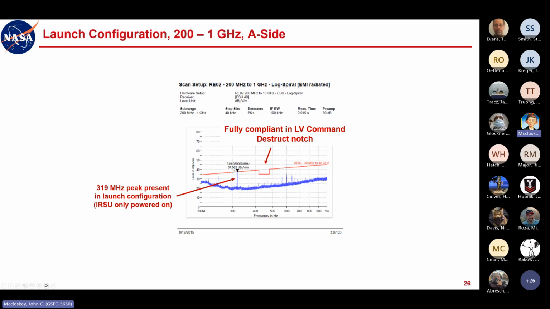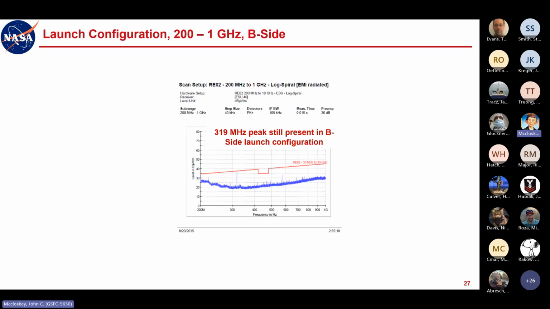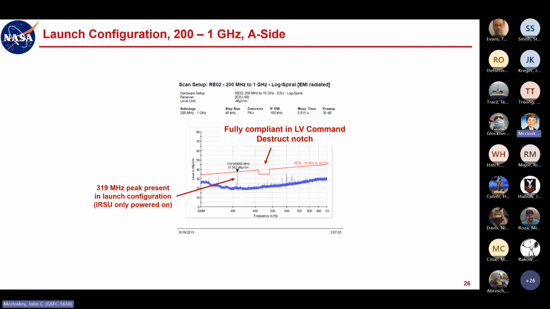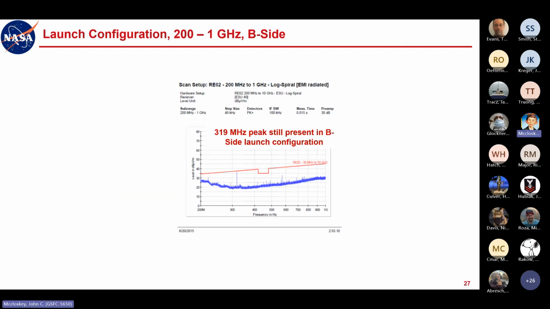There was this 319 megahertz peak that was just showing up throughout all of the RE data. The URSU was the only box powered on in the launch configuration, by the way. So we were in the launch configuration. The only ISOM component on at launch is the URSU, and that was it. That was all we had powered on. And so we shut everything off, sorry, getting ahead of myself. We went to the B side.